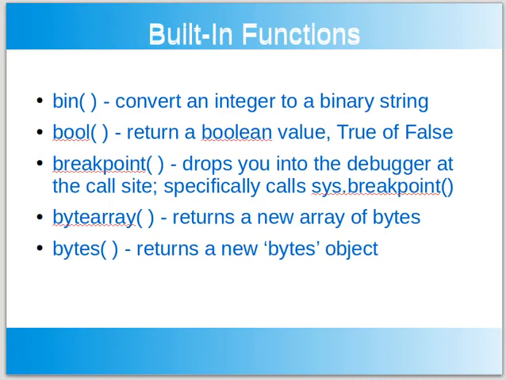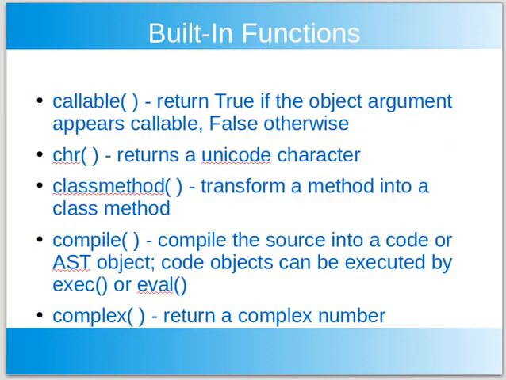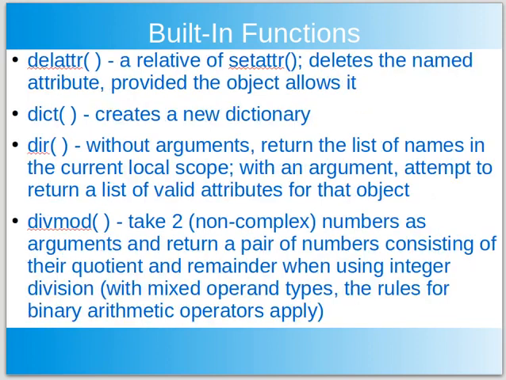Breakpoint drops you into the debugger at the call site. Specifically calls sys.breakpoint. Bytearray returns a new array of bytes. Bytes returns a new bytes object. Callable returns true if the object argument appears callable, false otherwise. Chr returns a Unicode character. Classmethod transforms a method into a class method. Compile the source into a code or AST object. Code objects can be executed by exec or eval. Complex returns a complex number.